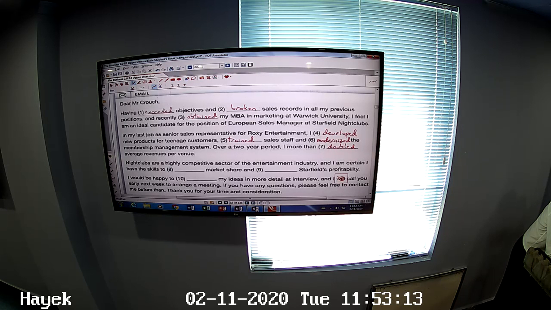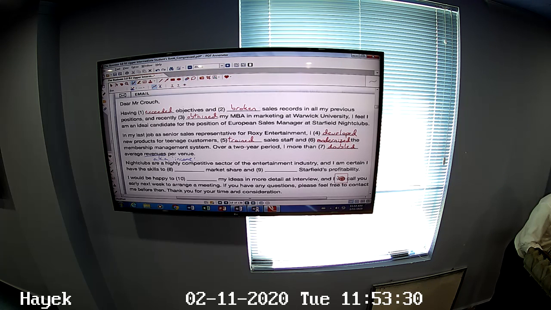Revenue. What is usually uncountable, here they put as a plural noun. Revenues are also known as, mean the same as, income. Same meaning.